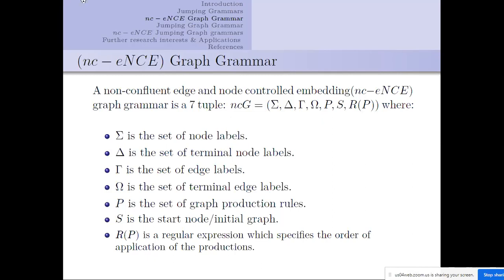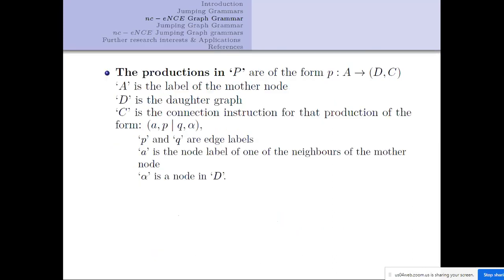So here it is a 7-tuple: the set of node labels, the set of terminal node labels, gamma is the set of edge labels, then omega is the set of terminal edge labels, P is the graph production rules, S is the start node or initial graph, and R of P, as we know, is the regular expression used to control these production rules. So this is how a production rule looks like. P is of the form A can be rewritten as D, C.